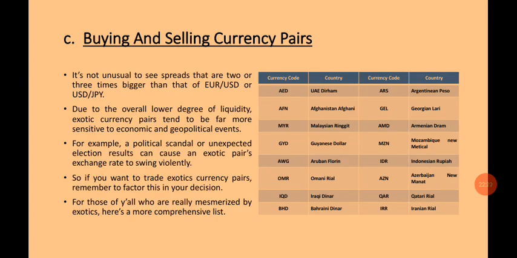It's not unusual to see spreads that are two or three times bigger than that of euro dollar or dollar yen. Due to the overall lower degree of liquidity, exotic currency pairs tend to be far more sensitive to economic and geopolitical events. For example, a political scandal or unexpected election results can cause an exotic pair's exchange rate to swing violently. So if you want to trade exotic currency pairs, remember to factor this in your decision.